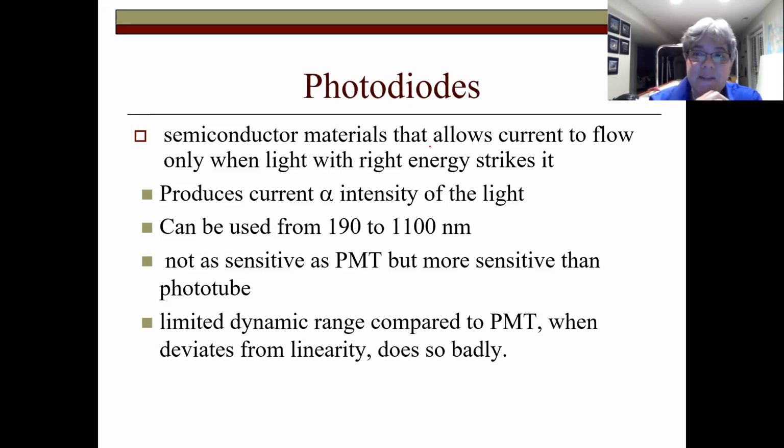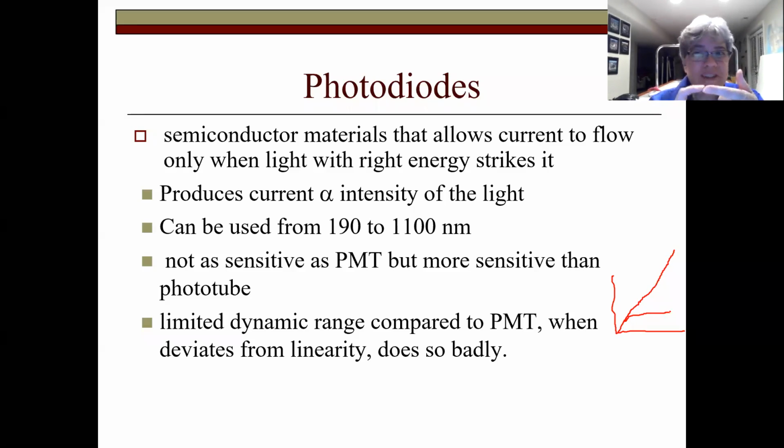They also have a very limited dynamic range. So we said the PMT has a very large dynamic range. For the photodiode, it's very small. So for the PMT, if we have the intensity versus concentration of light, a very large range. The photodiode, very small range, and then it goes off from linear very badly. So based on this, we say, well, the PMT is more sensitive. The PMT has a bigger dynamic range. The PMT is cheaper. So why would we want this detector?